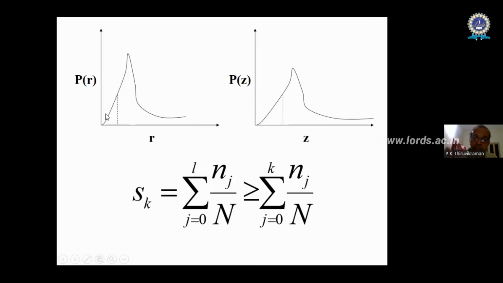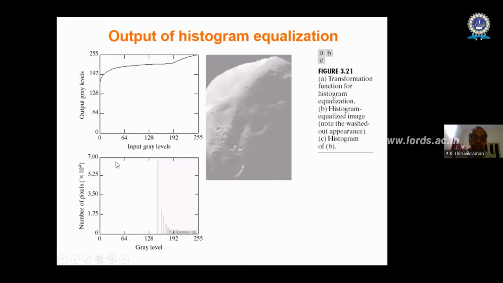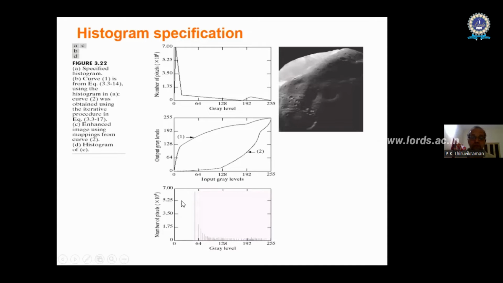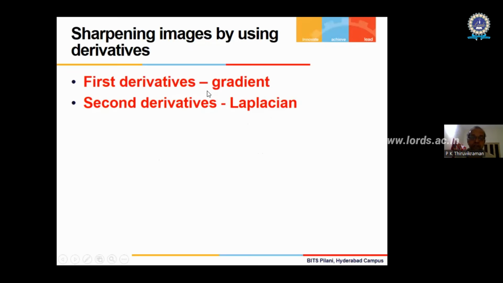This is called histogram specification. I am specifying the histogram I want. And the specified histogram is usually not the equal histogram, but slightly better than the original histogram. So usually the results of histogram specification are better.